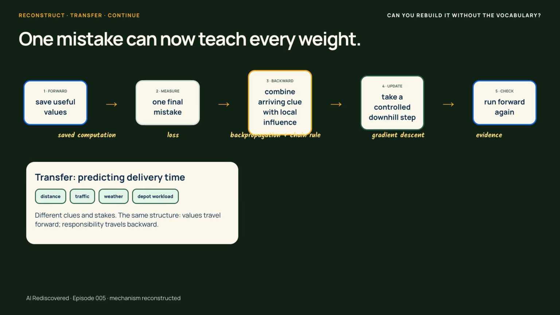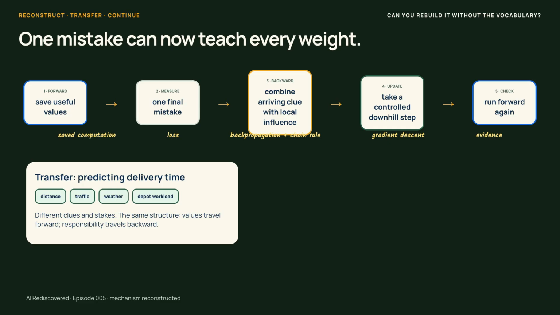Now, transfer the structure. Imagine a model estimating delivery time from distance, traffic, weather, and depot workload. The clues and stakes change, but the mechanism does not. Values move forward to create one estimate. Responsibility clues move backward to calculate how each earlier weight could affect the final loss.